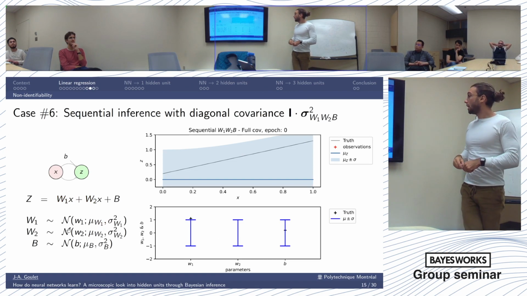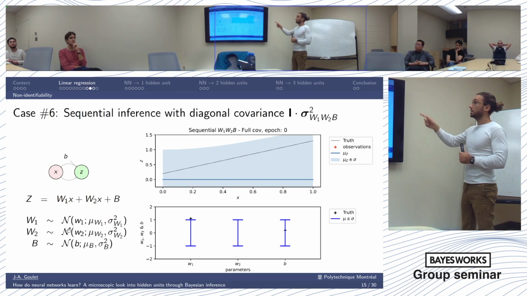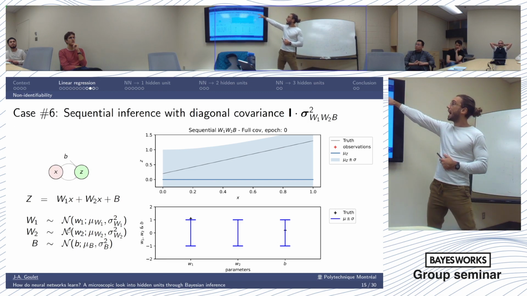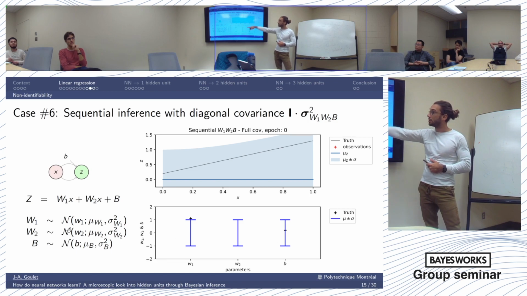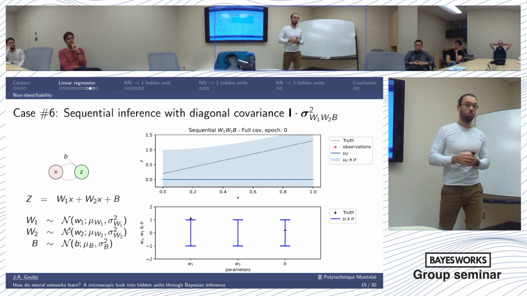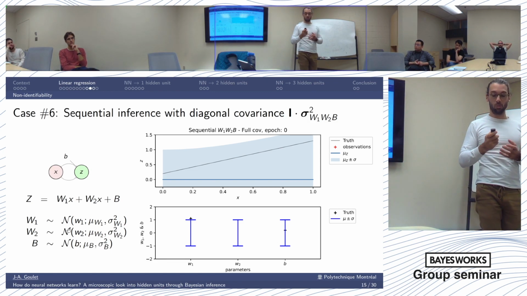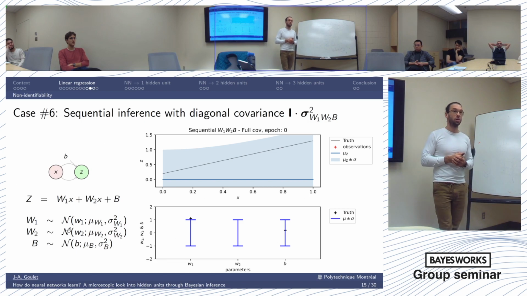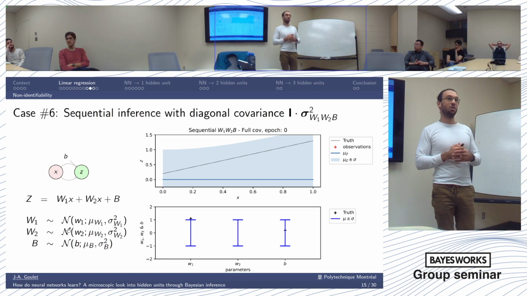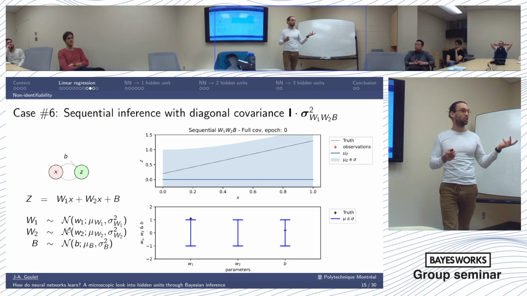Then we're going to do the same thing, but with diagonal covariance. Okay? We're now going to consider the dependency between our observations. What is going to be the result? Before, we had full covariance here. Now we're going to have diagonal covariance. Are we going to learn in one epoch? No. From what we saw before, it shouldn't work.